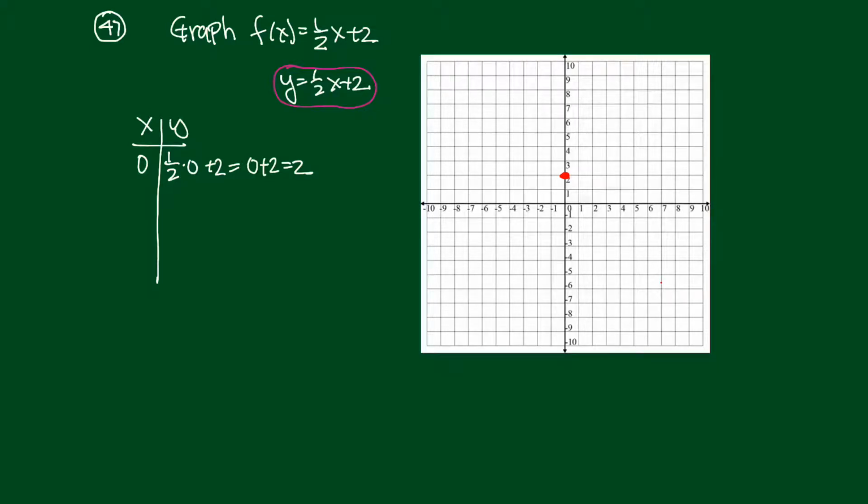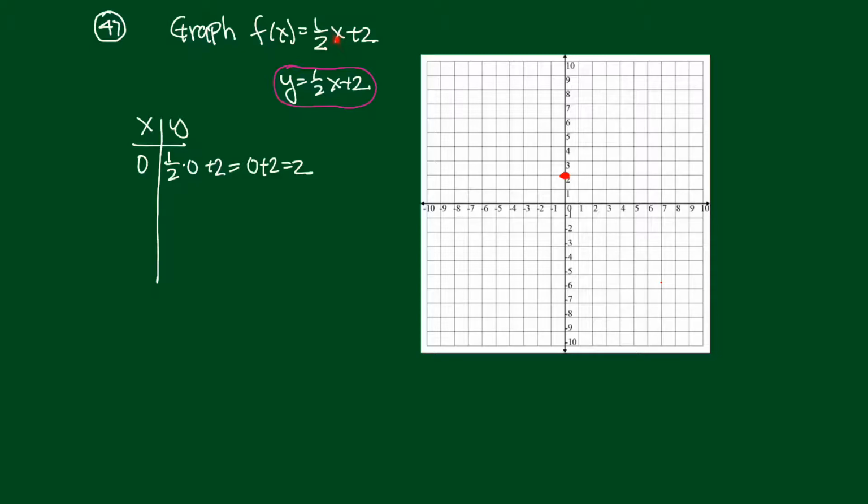We could choose 1, but the problem with that is that if I put a 1 here, I get half of 1, which is a half. That's a fraction. I don't want to have to guess fractions on my graph. So a general rule is this. Look at your denominator, and then pick a number here that's divisible by that denominator. So this is 2, so I could pick any even number, like 2 or 4 or 6.